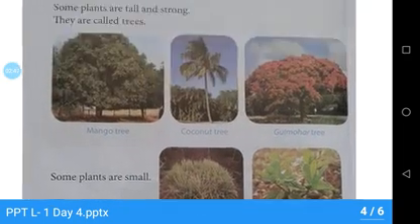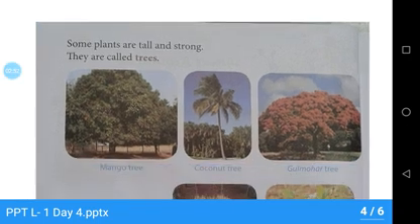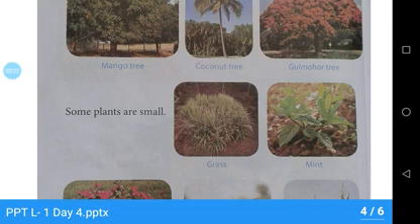Page number 2. Some plants are tall and strong. They are called trees. Mango tree, coconut tree. These trees we have seen in earlier videos. Third one is Gulmohar tree. Gulmohar tree is a big huge tree with bright red flowers. You can see this tree everywhere around you, along the roadside also. Okay, Gulmohar tree.